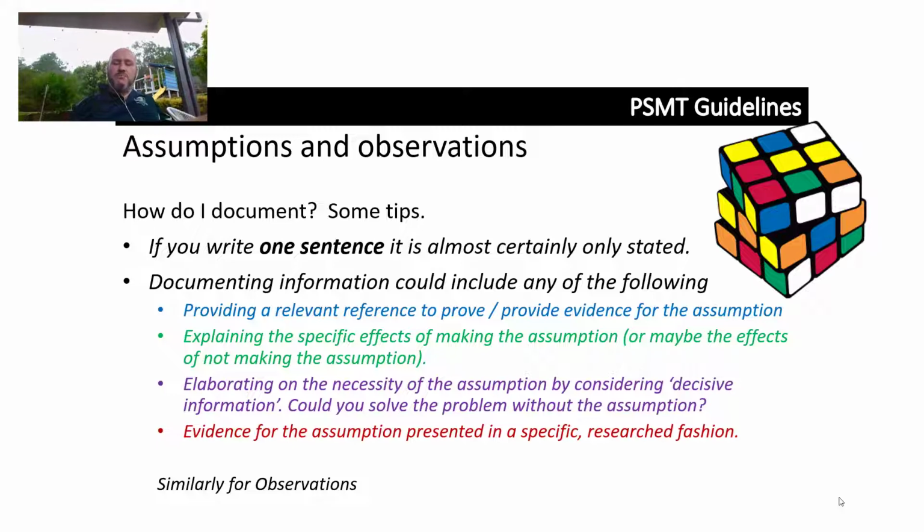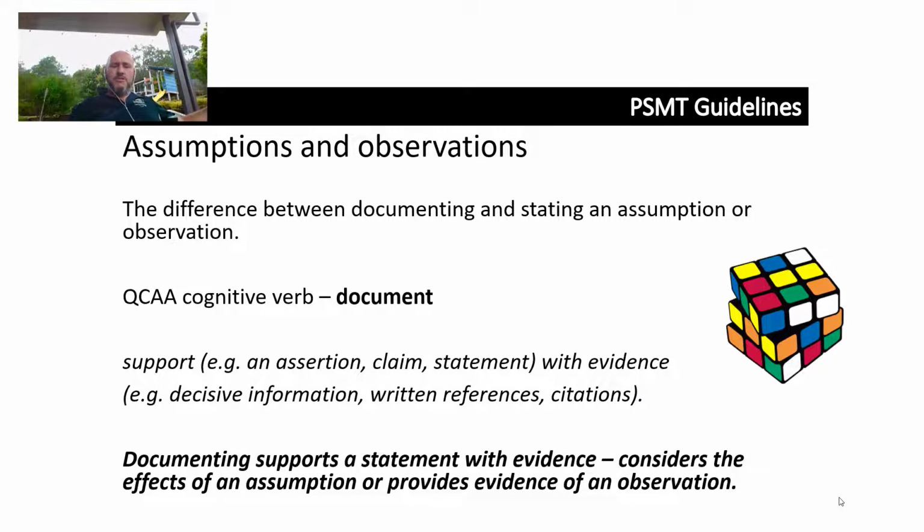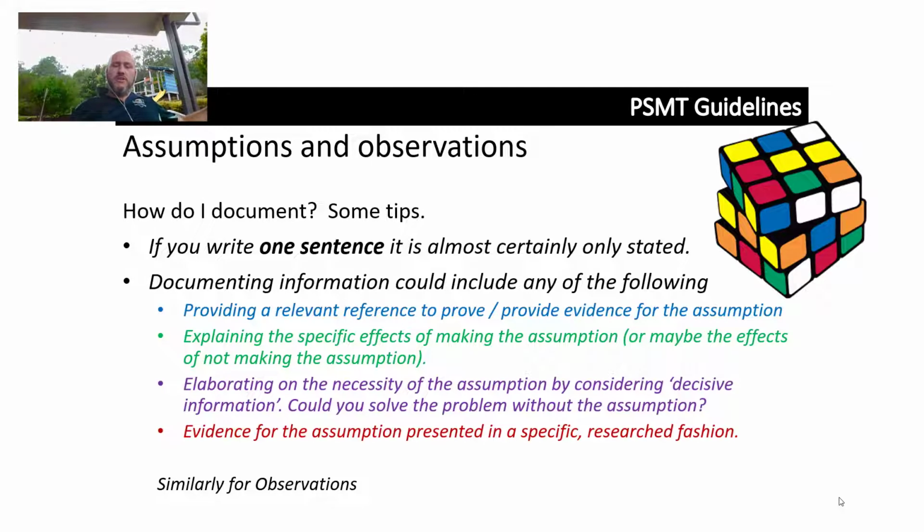We may explain a specific effect of making the assumption, or maybe the effects of not making the assumption. So you might talk about how the assumption affects it. You may elaborate on the necessity of the assumption by considering decisive information. So you notice in this definition, I'm just going to shoot back a little bit, there is e.g. decisive information. Decisive information is information that definitively tells you something. Could you solve the problem without the assumption? So you could talk about that.